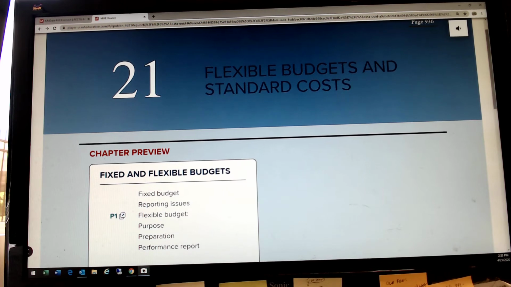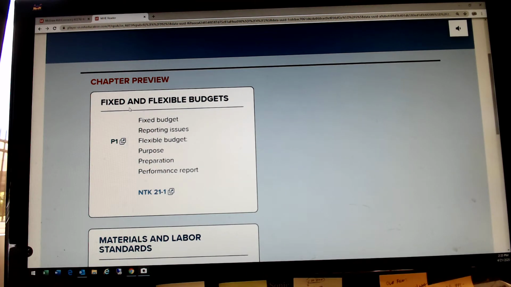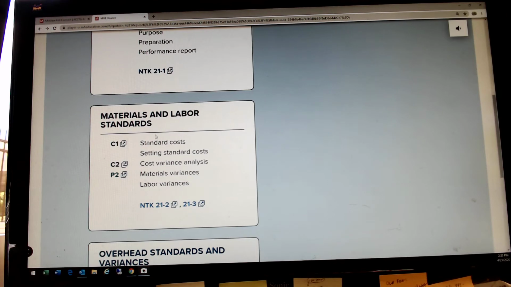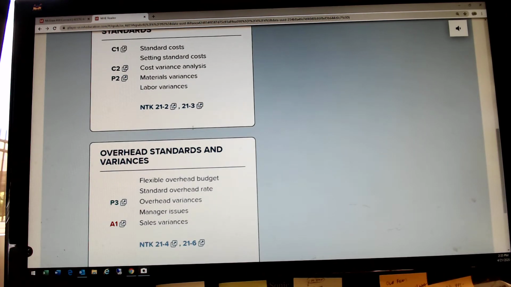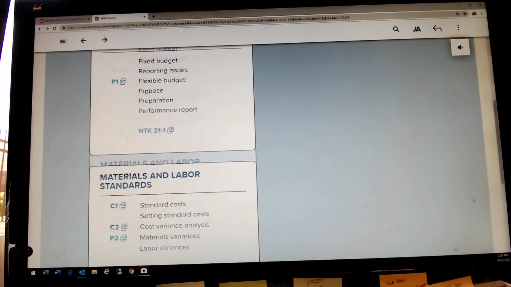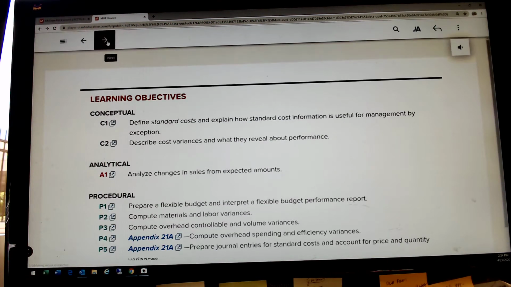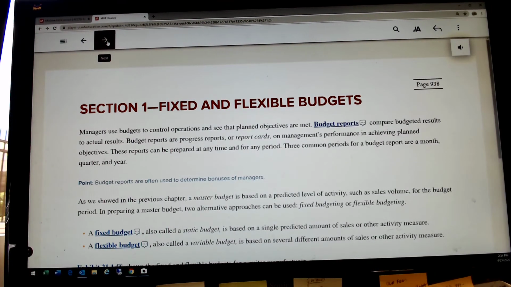So what we're going to be looking at in this video is fixed versus flexible budgets. The next video will be the material and labor standards and overhead variance standards. So we're going to do those both in the next video together. So anyway, let's talk about what a fixed budget is and what flexible budgets are. Everything you need to know is in the book here, so I'm going to kind of follow along with what's in the book.